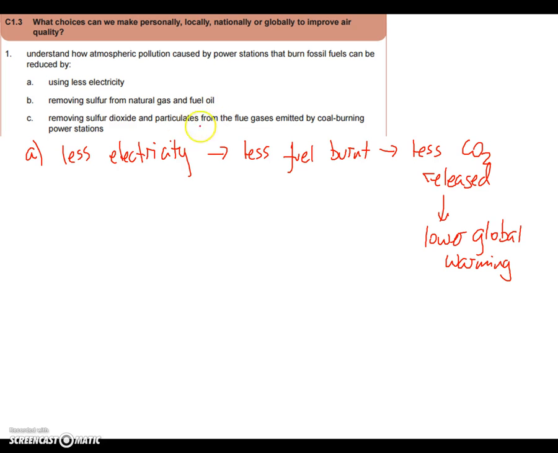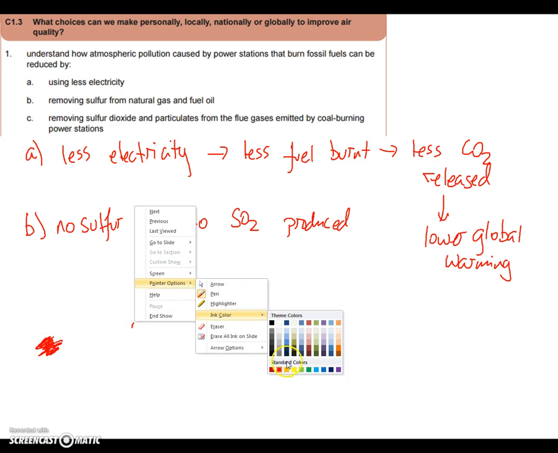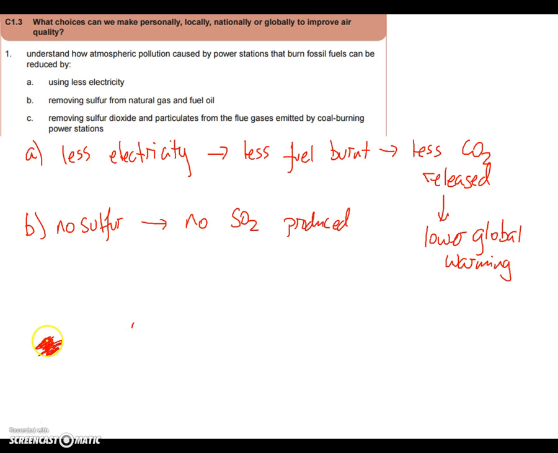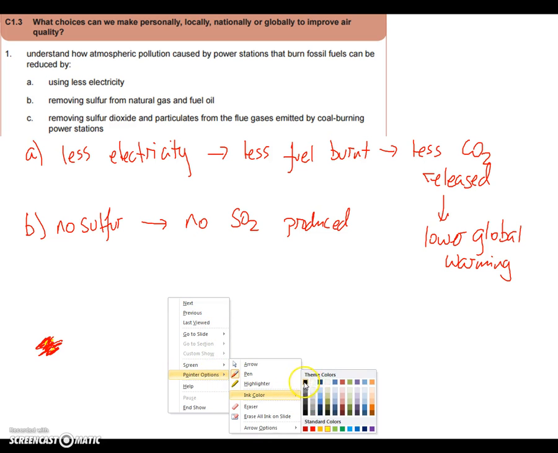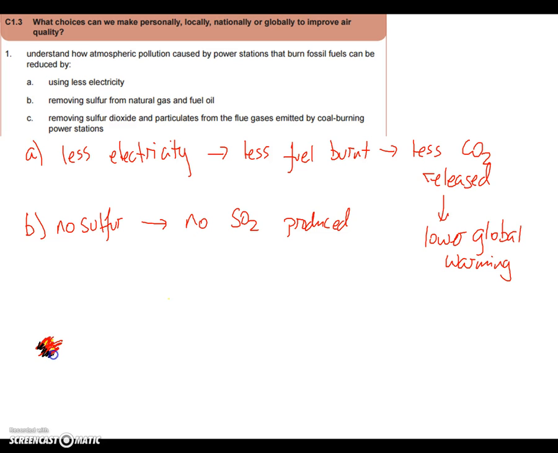Removing sulfur from natural gas and fuel oil, well, simply put, if there's no sulfur, then no SO2 produced. And removing sulfur dioxide and particulates from the flue gas emitted by coal-fired power stations. So you've got a choice really. If that's our block of coal, and within our block of coal we've got little bits of sulfur. It'd be better if we make that coal black, just like coal is. So we've got all these little bits of sulfur within the coal.